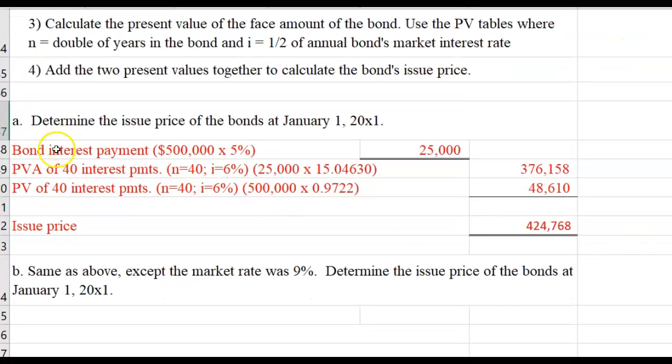And the calculation is step 1, bond interest payment, $500,000 times half the contract interest rate of 5%. Each payment for 40 payments is $25,000. The present value of an ordinary annuity of 40 interest payments, where I equals 6%, 1/2 of the market interest rate, N equals 40, $25,000 times 15.04630 equals $376,158, and that factor came from the present value tables.